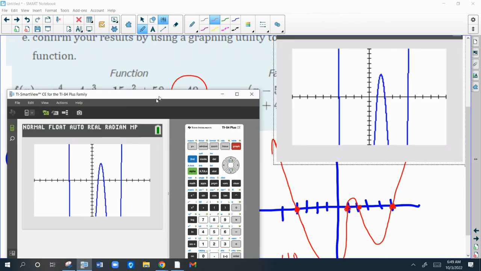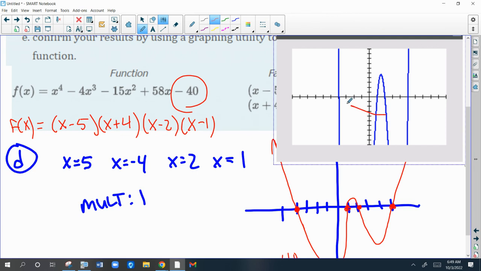Oh, there it is. So you can see it does start up, goes through 5, goes all the way down to negative 40 down here, up through 1, down through 2, and then up through 5 again. So I guess this was a negative 4. I think I said 5, but negative 4 to 1 to 2 to 5. So that looks good. Problem is done.